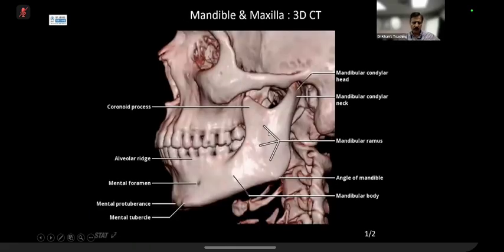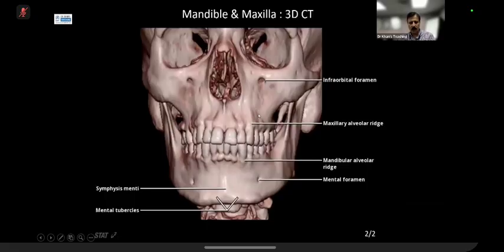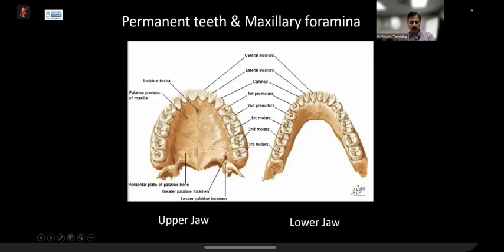If you see, this is the mandible, and in the mandible there is a condyle here. This is the ramus. This is the angle of mandible, the body. This is the mental foramen. This is the coronoid process. Now, again, the mental foramen here.